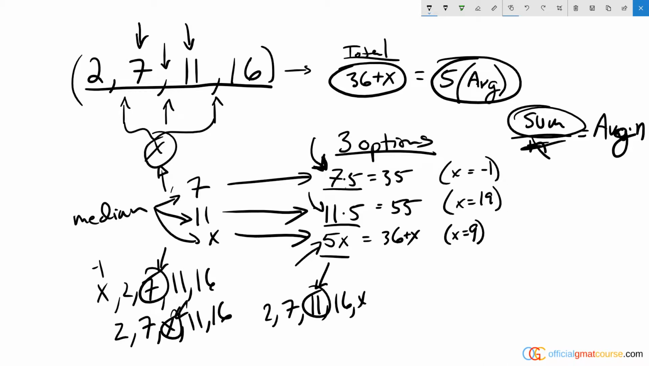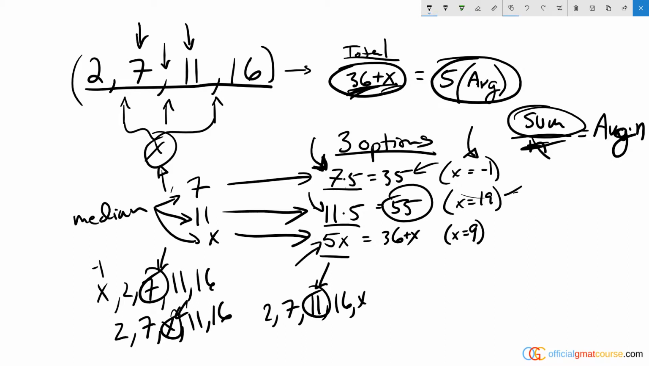The reason is, obviously, if 7 is the median and the average, the total has to be 7 times 5, and that would give us a value of 35. But since we already had 36 plus x as our sum total, that would mean that x has to be -1. It has to take 1 away from the existing 36 to bring us down to 35. Same idea here. If 11 is the average and the median, then the total must be 55, and that means 36 plus x equals 55, which means x is equal to 19.